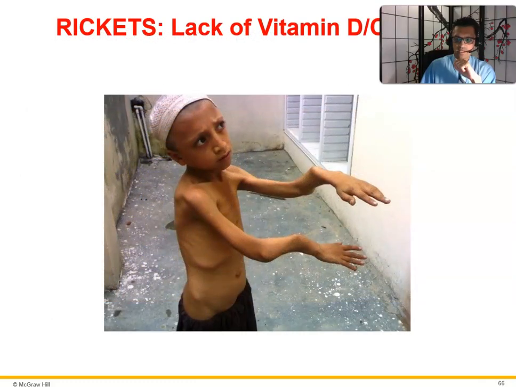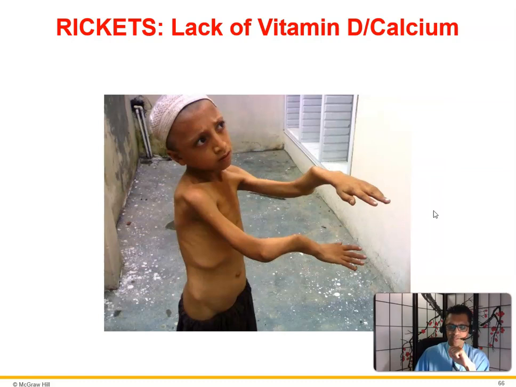Luckily, you live in the United States where you have access to vitamins and minerals, but I don't know if you've heard of rickets. You get abnormal bone degradation, and this is rickets: lack of vitamin D and calcium.